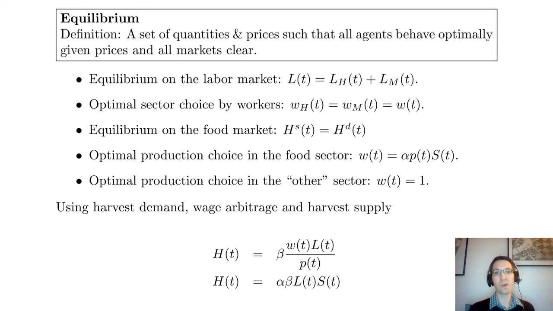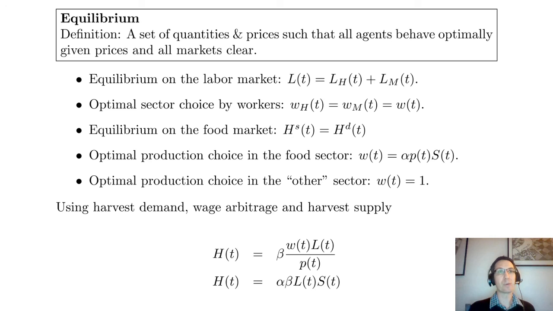So just to sum up, what do we mean by general equilibrium, or what do we mean by an equilibrium? Well, it's the set of quantities and prices such that all agents behave optimally given prices. So they buy according to their preferences and according to what they can afford, and they choose their labor sector optimally. And all markets clear, so there's no sector in which the demand is higher than supply or supply is higher than demand, no surplus of any kind, so everything is in equilibrium.